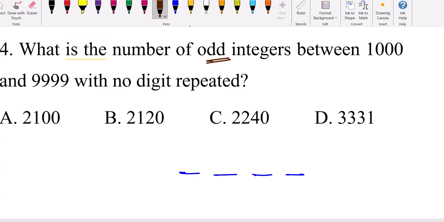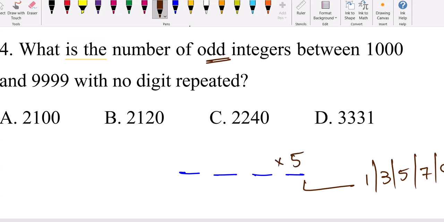Odd integer means it should end with an odd number: 1, 3, 5, 7, 9. So this place can be filled in 5 ways. Right. Now, the next slot. First thing, again and again I'm telling you, go with the condition. Here odd integer, so I fill the last slot. There is one more condition, not given directly. What's the condition? We cannot start with 0.